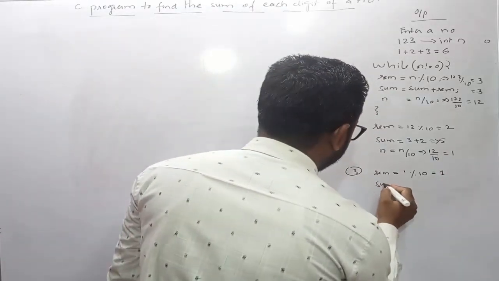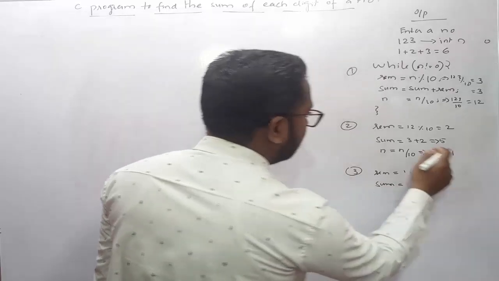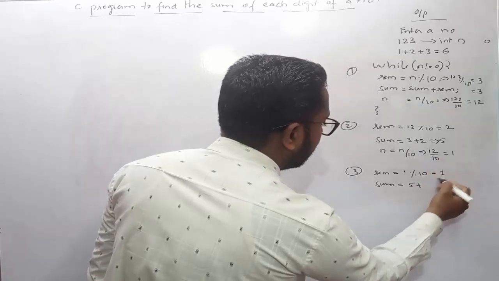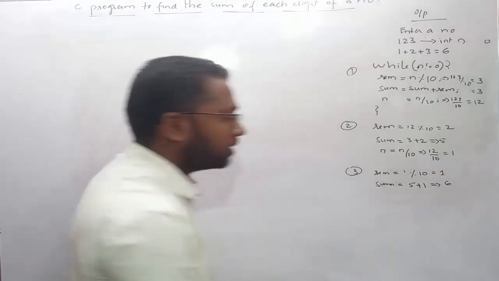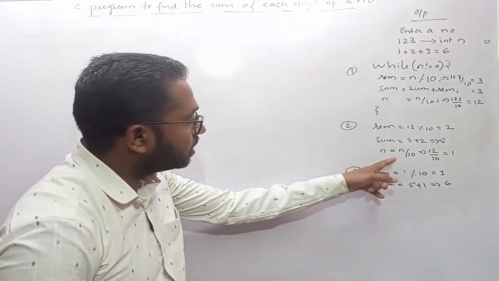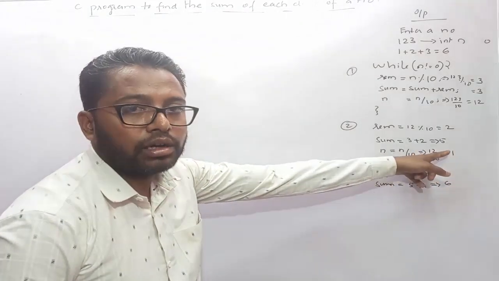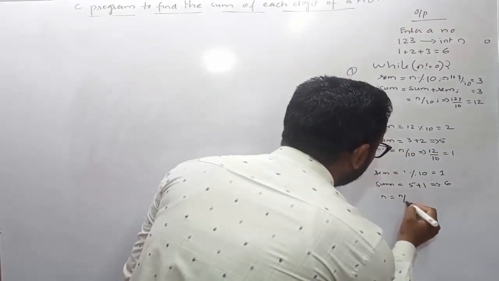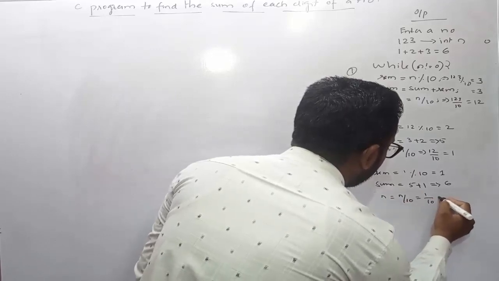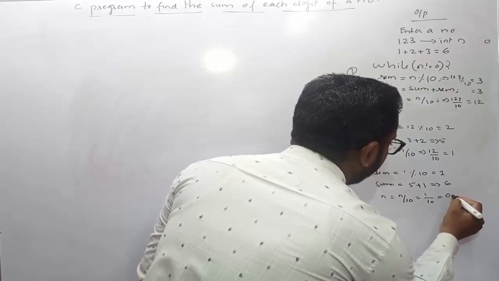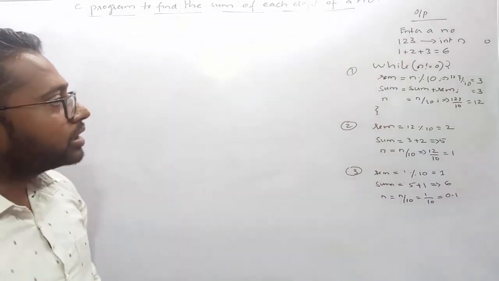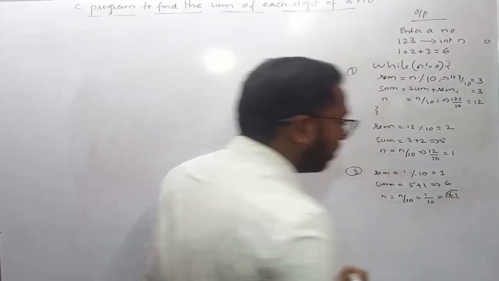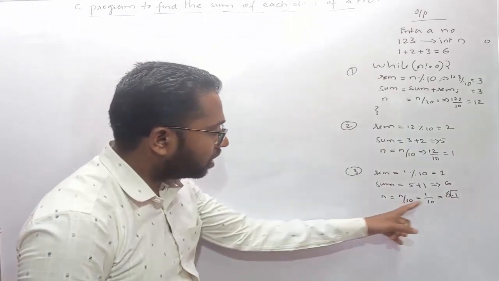Then the second step, sum equals sum. Sum is how much? 5. Sum plus reminder. Reminder is what? 1. 5 plus 1 is equal to 6. Now the third step is to reduce this number further. n is equal to n by 10, that is 1 by 10, and I will get 0.1. Since we are dealing with integer values, we need to consider only 0, not the 0.1 part. So now the value of n becomes 0.